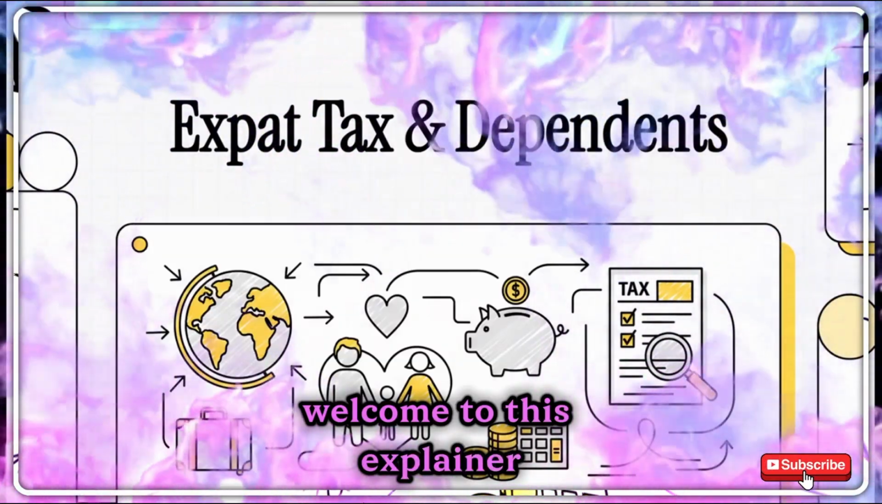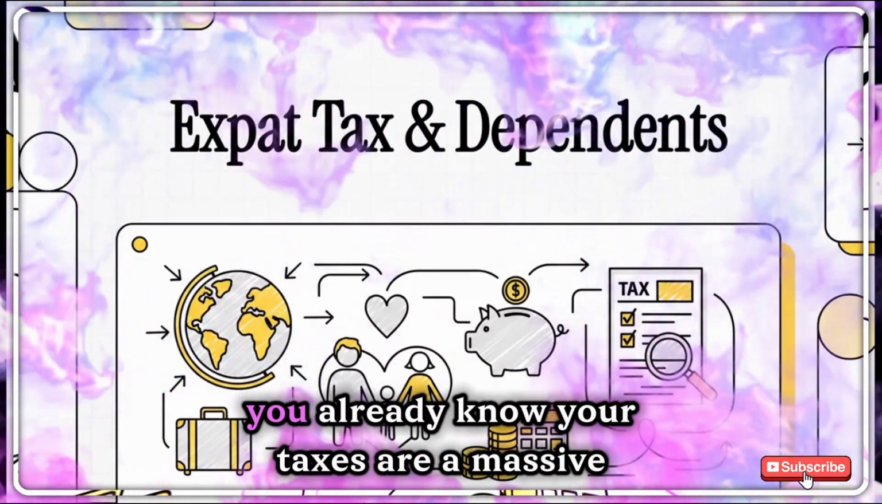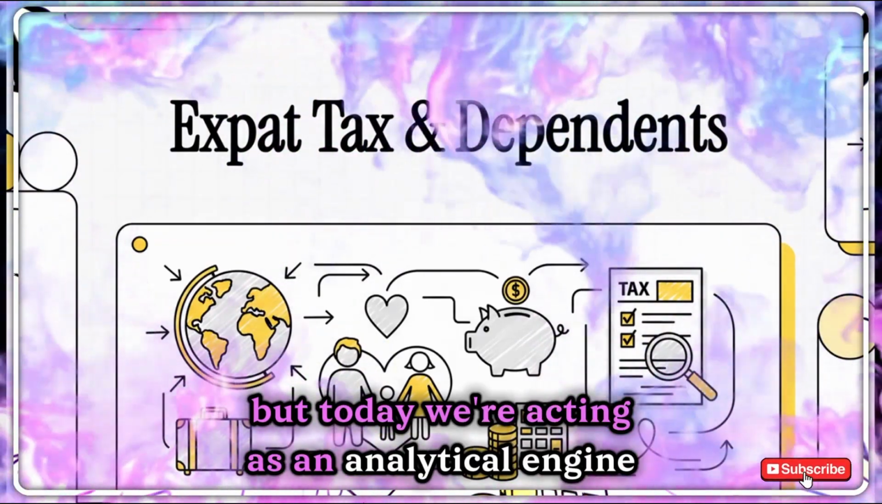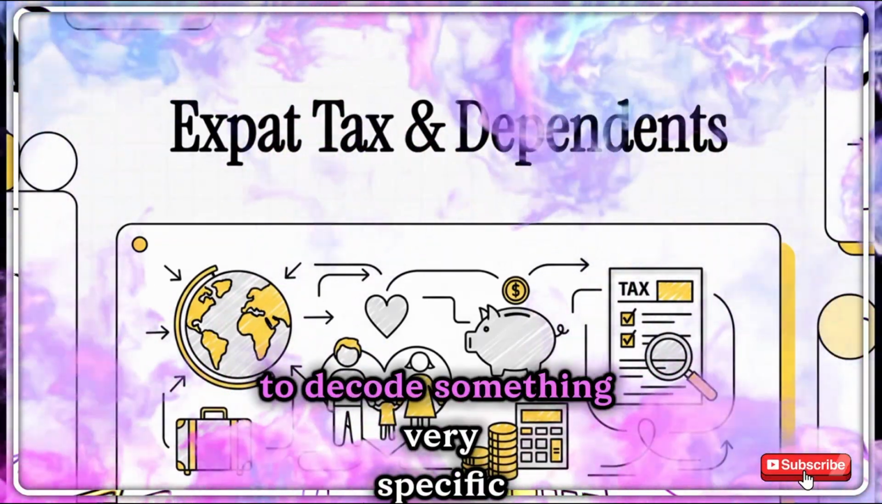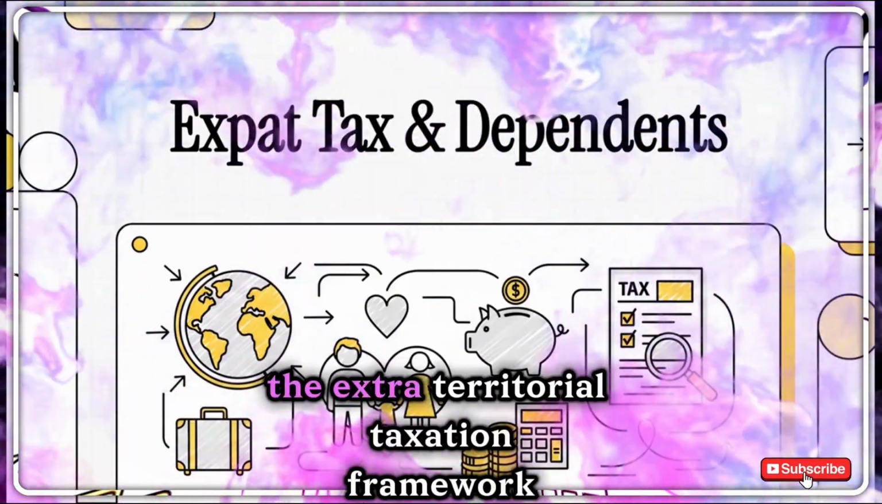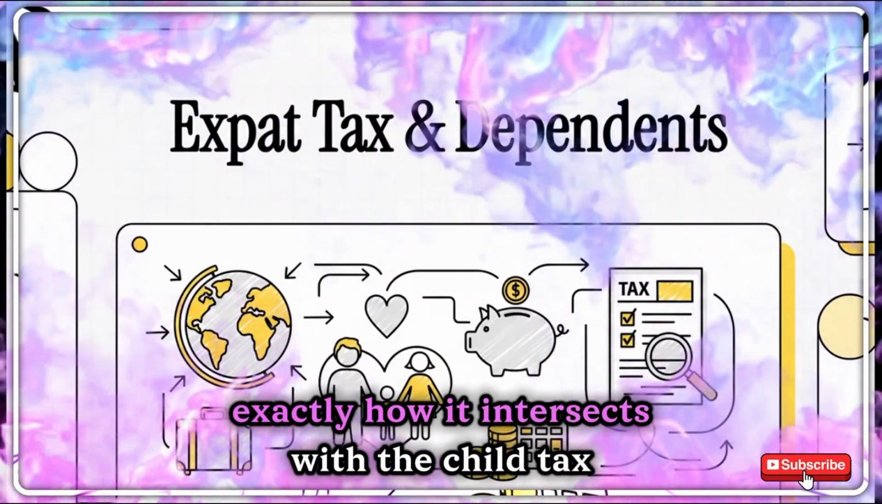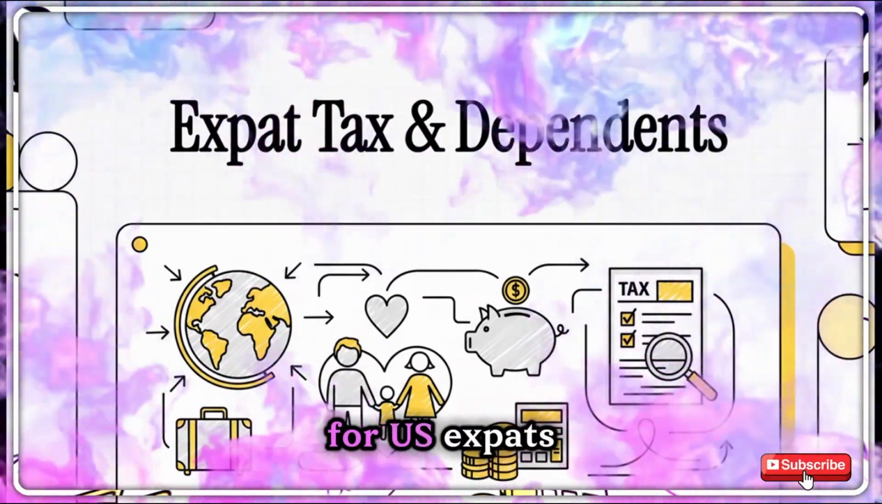Welcome to this explainer. Look, if you're living abroad, you already know your taxes are a massive headache. But today we're acting as an analytical engine to decode something very specific, the extraterritorial taxation framework, and more importantly, exactly how it intersects with the child tax credit for US expats.